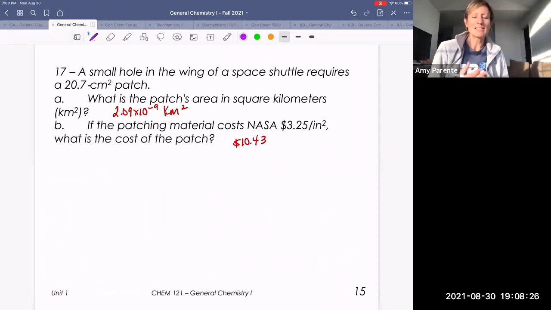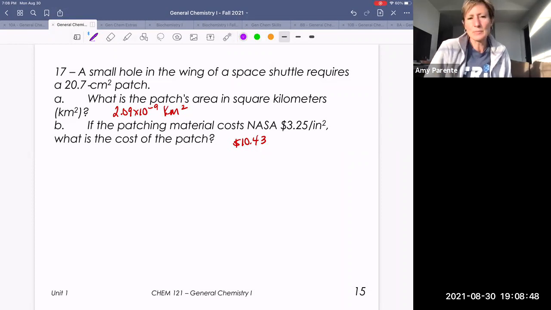And I love-hate this problem because there's nothing practical about this. If we've got a patch that's about 20 centimeters squared, that's maybe 4 centimeters by 5 centimeters. So it's like this big. And I'm saying, let's make this into units of square kilometers. There's no logic to this. It's just an exercise in making sure we can do these kinds of unit conversions.